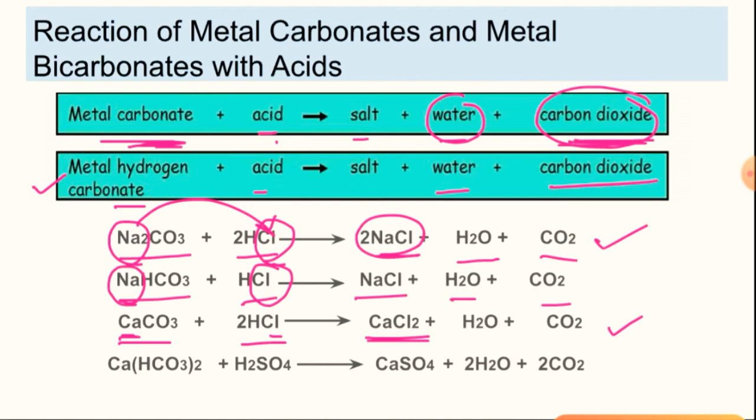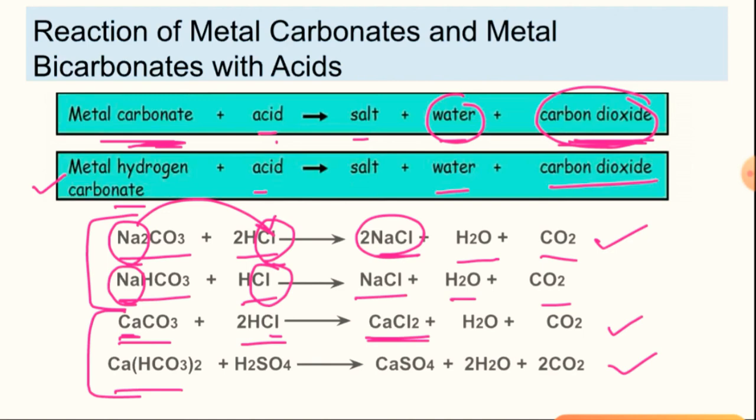Okay, if we have calcium bicarbonate, then also we will have the same products. Now what is the difference between these two reactions, and between these two reactions? There is only a difference in their balancing. So after writing the reactions, we have to balance the equations.